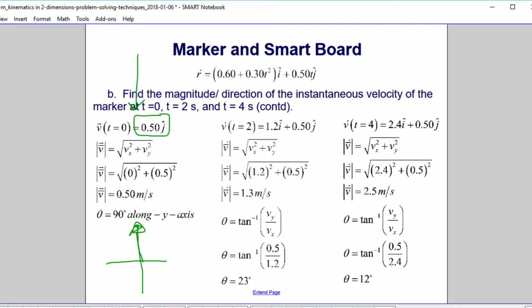t equals 2 and 4, a little more tricky. We solve for vx and vy. Here's the vx term, here's the vy. Put them in. Fooled you with that arrow there. To find the magnitude, we get 1.3 meters per second. Do the inverse tan, and we get 23 degrees. And then again, we do the same thing for t equals 4. And once you've checked this to make sure you got the same answers with your calculations, we can move on.